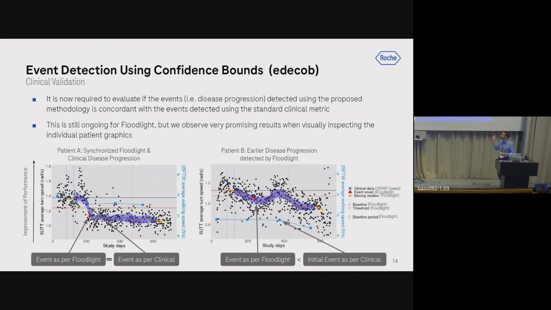And then we have this second patient where, as per our definition of an event on Floodlight or on our DHT, it's earlier than what you can detect with the clinical measures. You have this initial drop that you can see is exactly between two clinical visits. That's a real case, I didn't make it. So really it happens like this. And you can see that potentially we can detect the progression earlier than with the standard clinical metric. And when you know how important it is to treat the patients before the progression in MS, that's really where we have a lot of expectations.